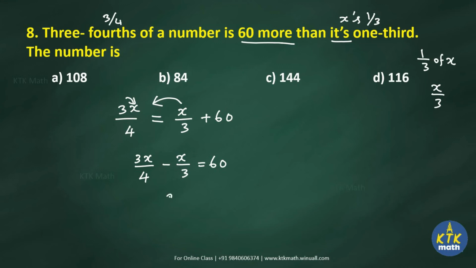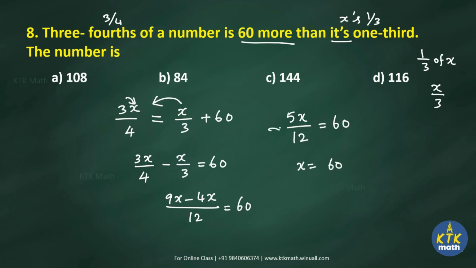So 3 3s are 9x, 4 into x is 4x, and 4 3s are 12, which gives you 60. So 9x minus 4x is 5x by 12 equal to 60. So you are getting some fraction there, right? So this 5 by 12 on the left side will become 12 by 5.